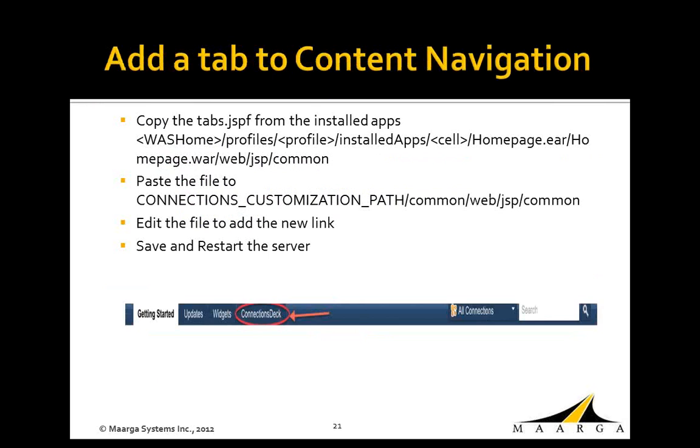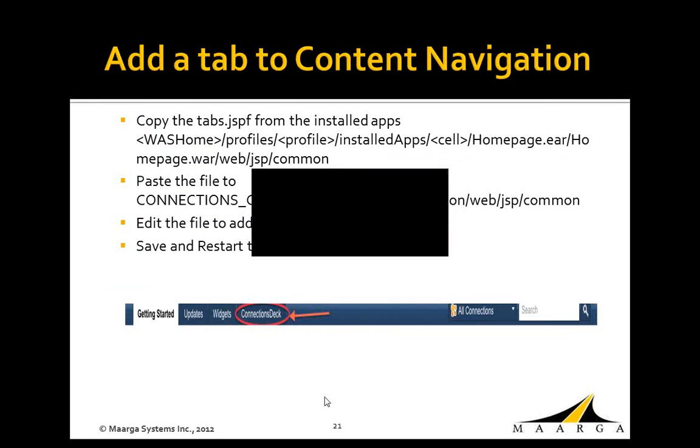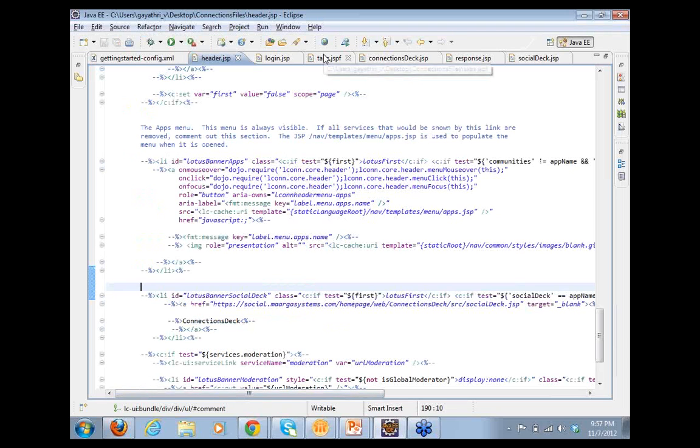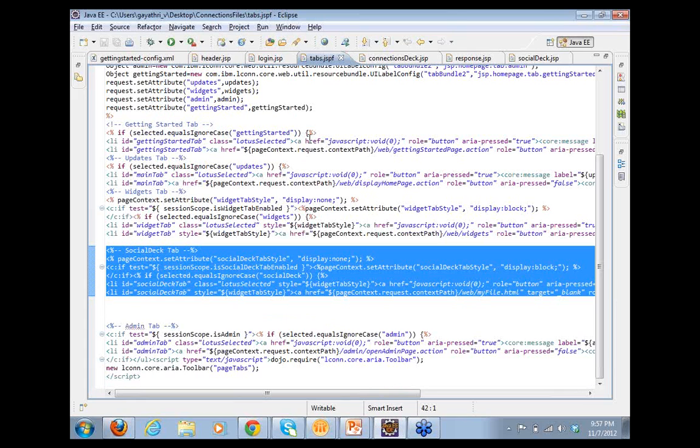Okay, so next we try to add a tab in the content navigation. We go ahead and copy the tabs.jspf from the installed apps to the Connections customization path, add our tab, and be done with it. So I'll just go ahead and show the code. The code that is selected is the code added for the tab that is visible there.